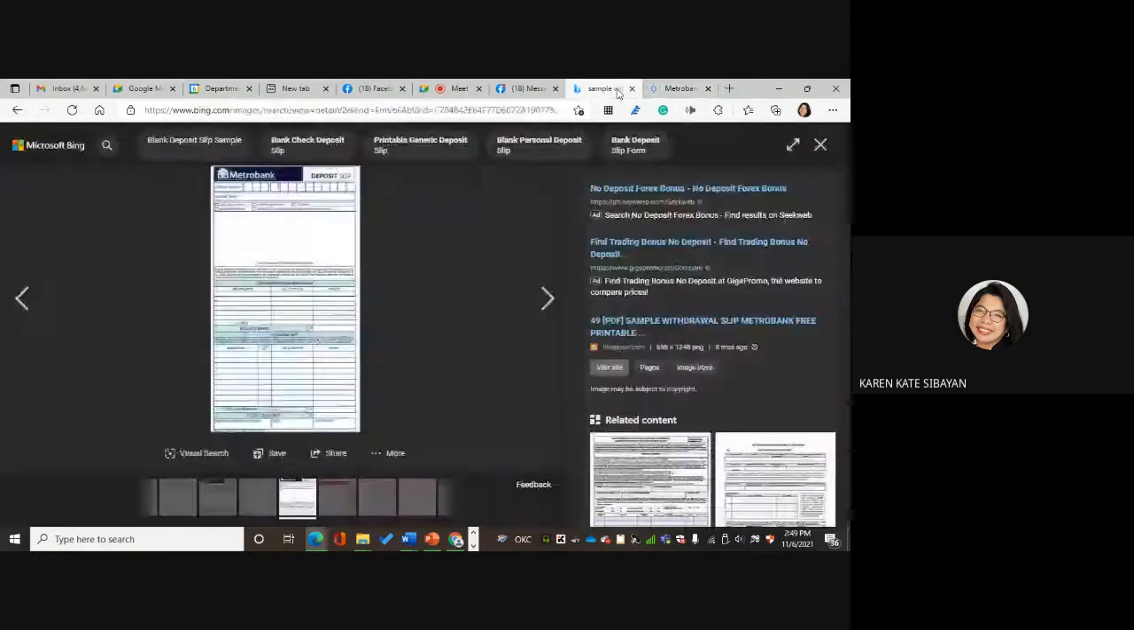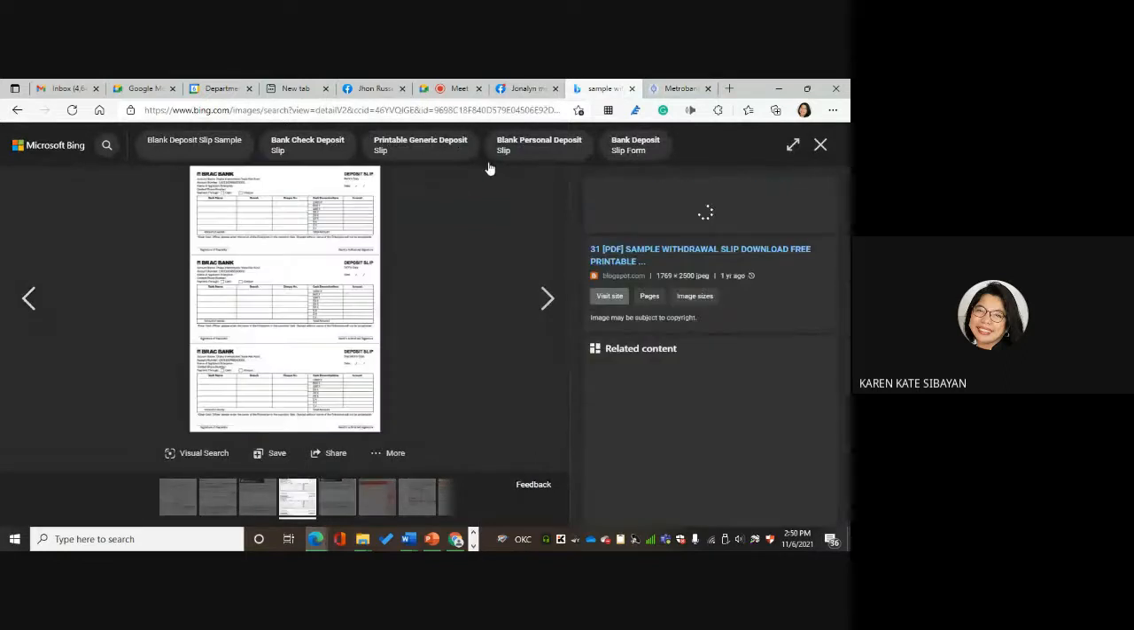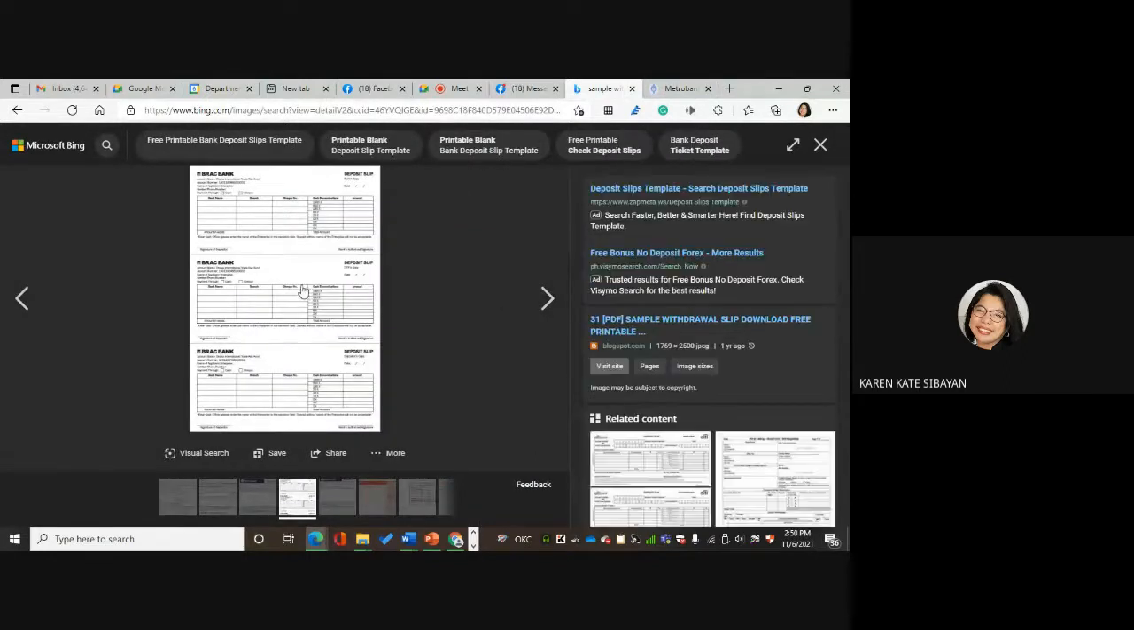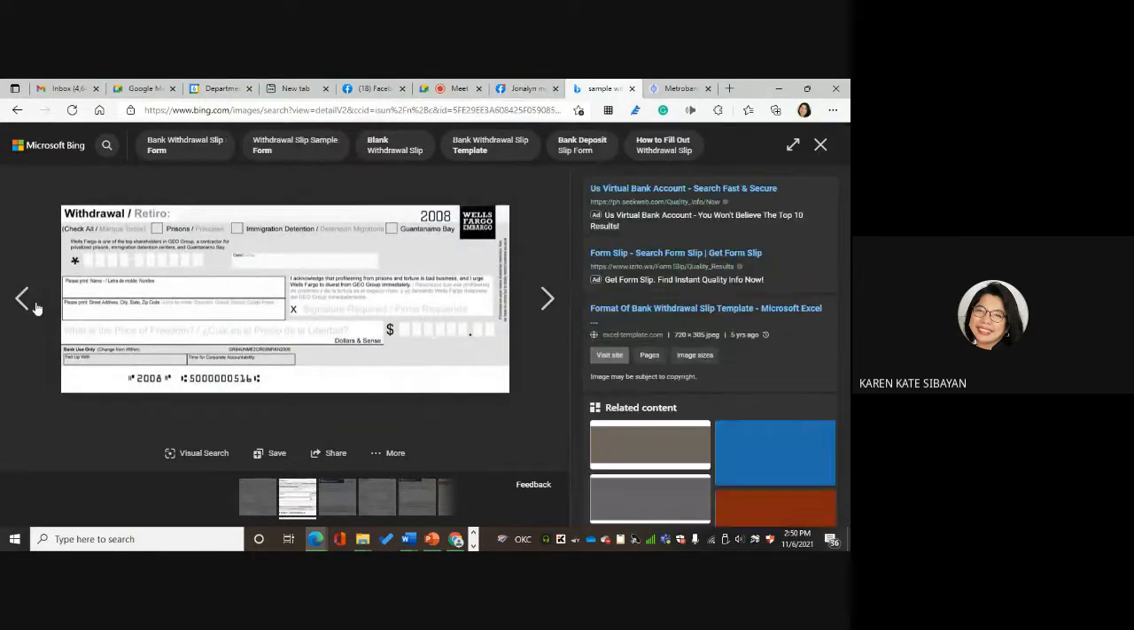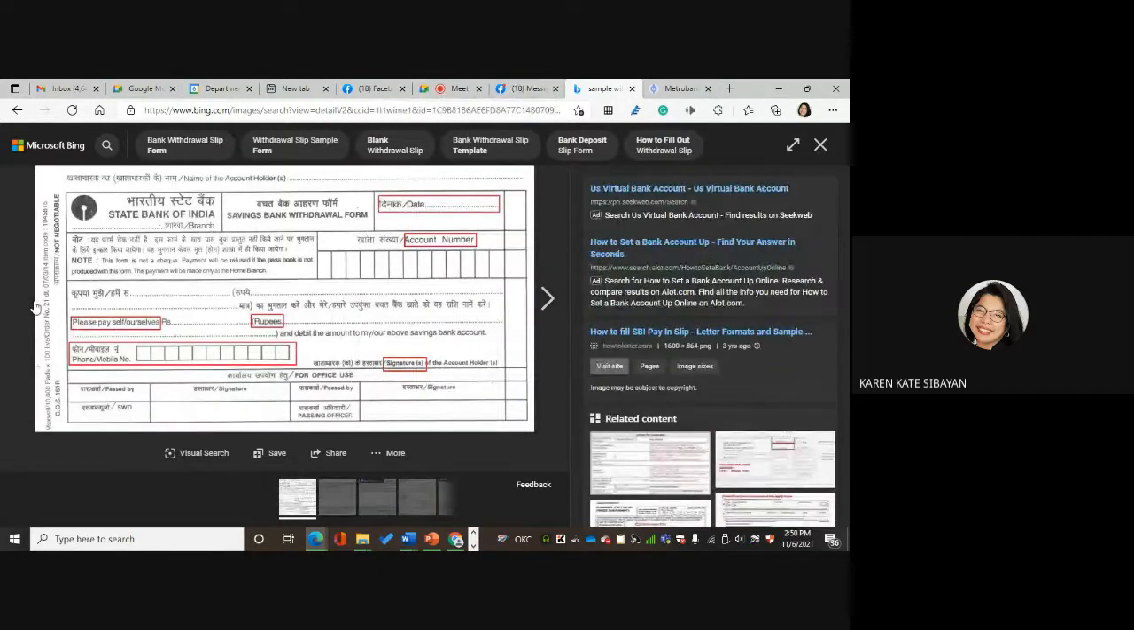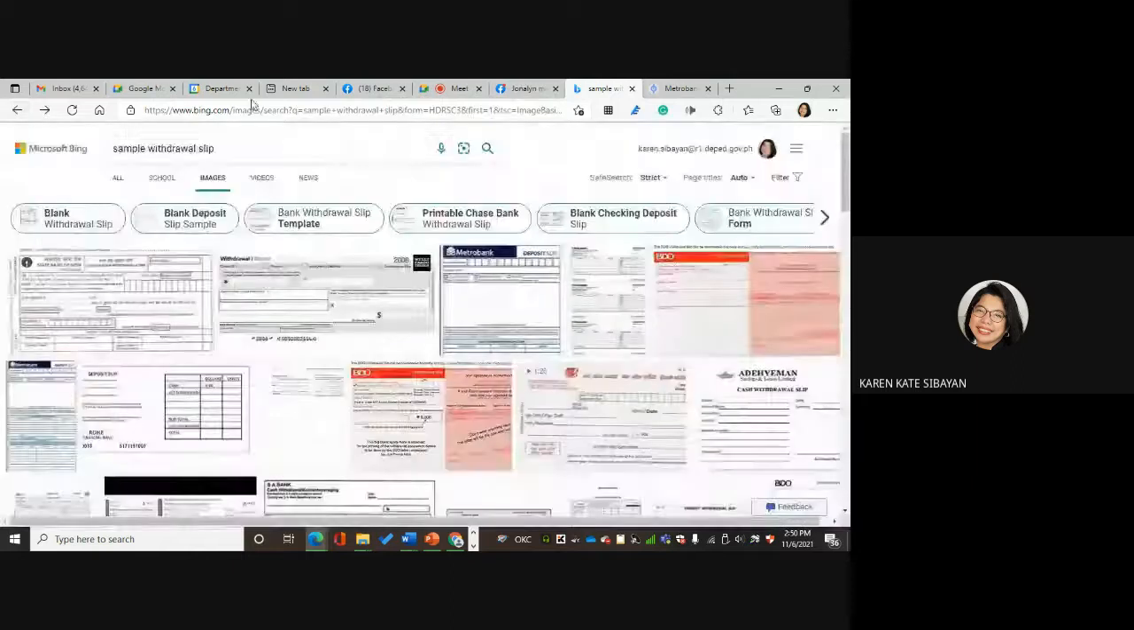Bills payment. Hindi tayong tinatawag na bills payment slip.